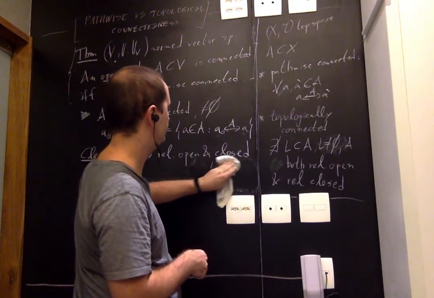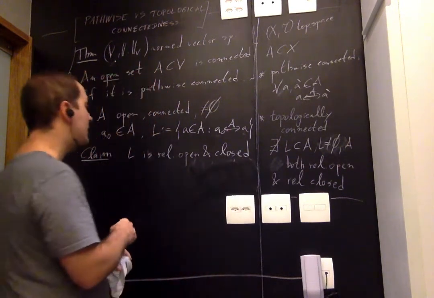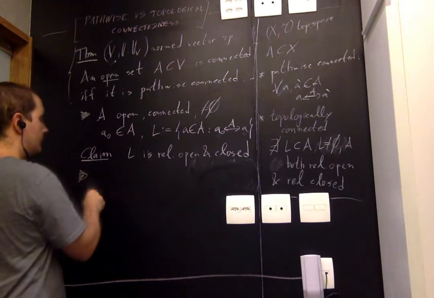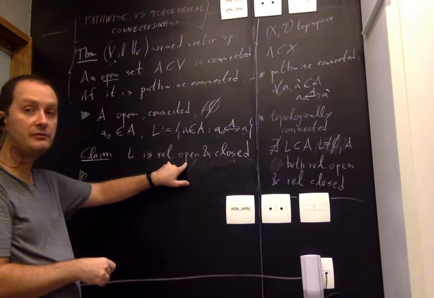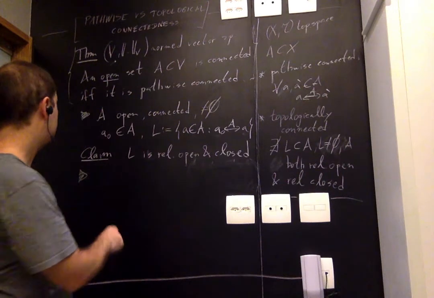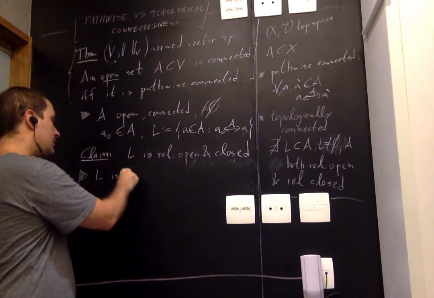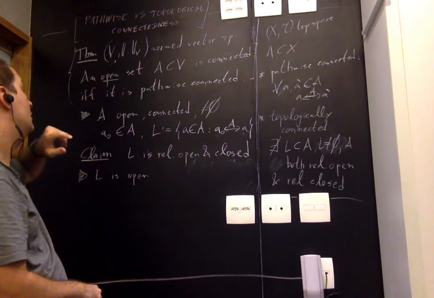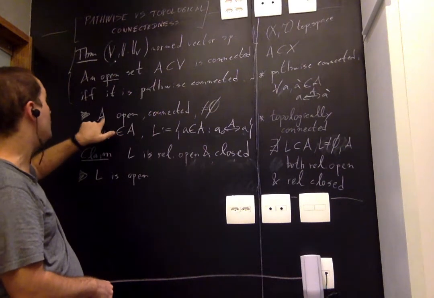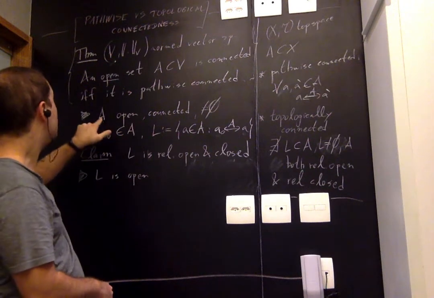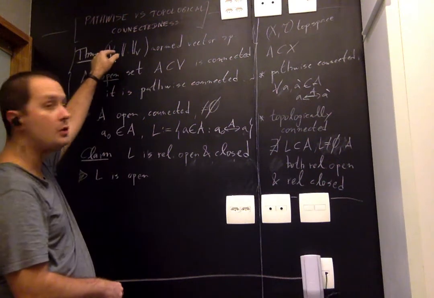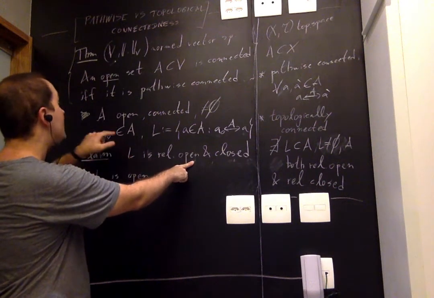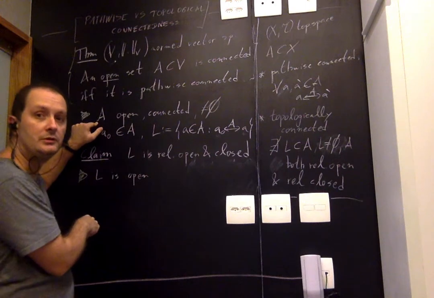First of all, how do we prove that L is open? Okay. What does it mean to be open in this case? Well, it's relatively open, right? But look, A itself is an open subset of V. We showed in class that if you have an open subset of a larger space, then the relatively open subsets of A are also open in the larger space. So saying that L is relatively open means that L should be open in V because A is open.